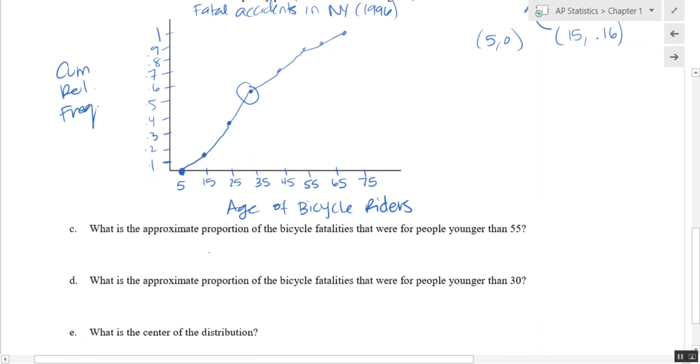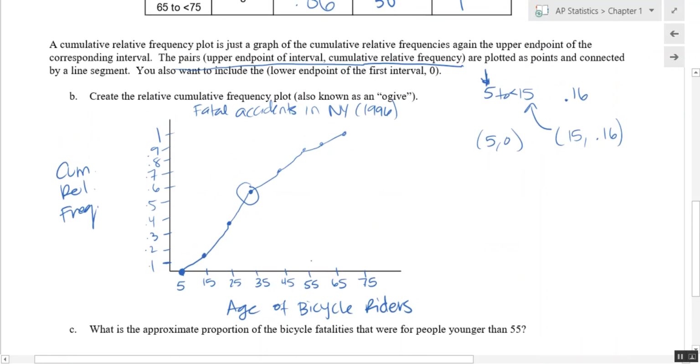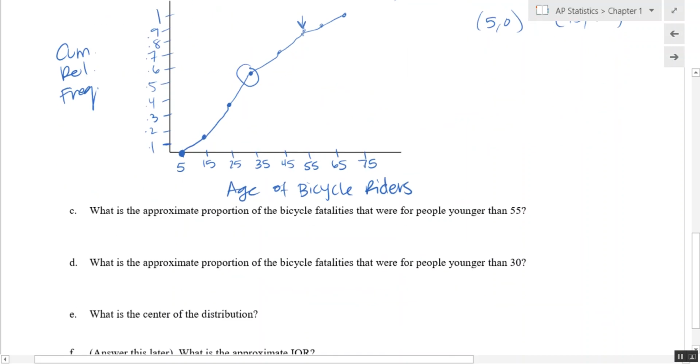Okay, so what's the approximate proportion of the bicycle fatalities that were for people younger than 55? So we're going to go up to our graph at 55, this little point right here. And so we know based on our chart that was at 0.9. So here we have the approximate proportion is 0.9, or you could write 90%, however you want to write it, are younger than 55.